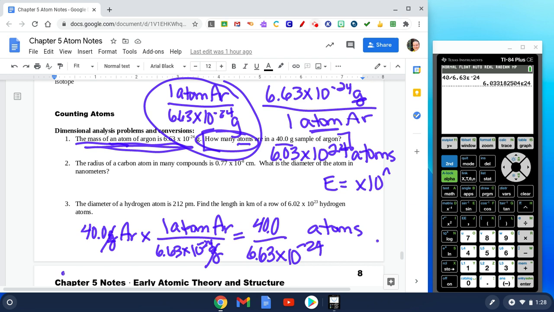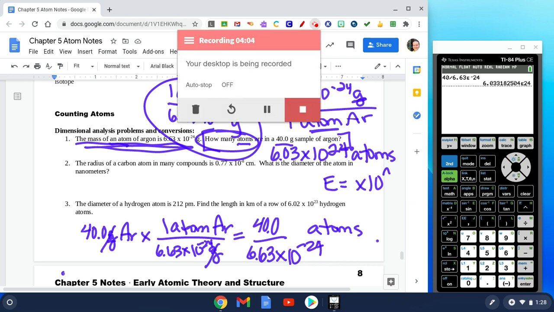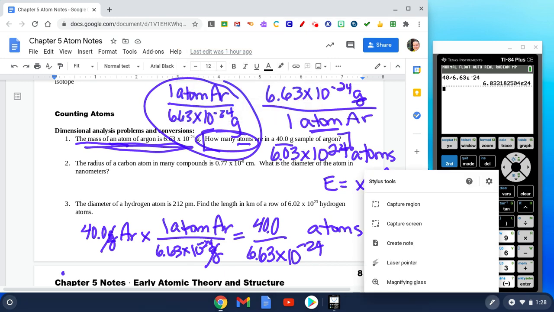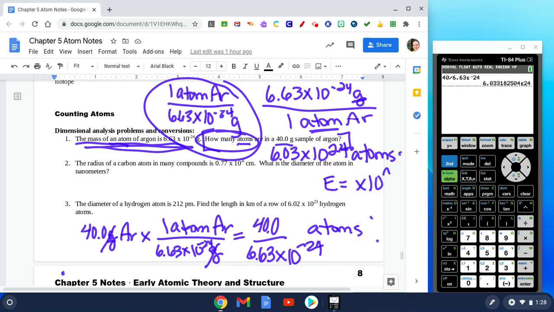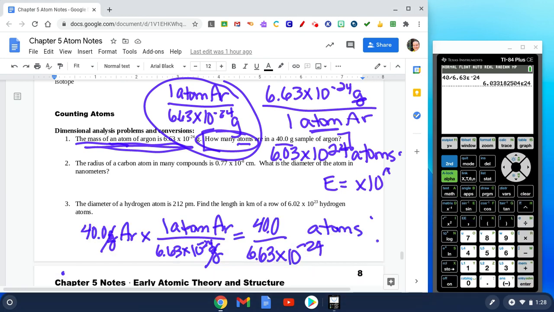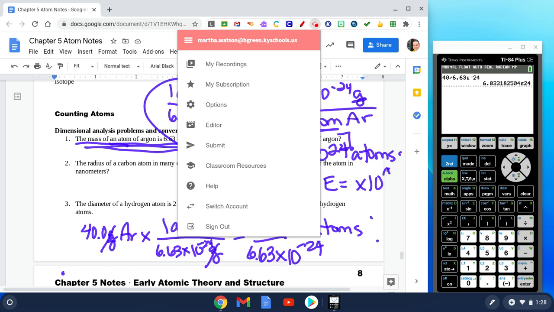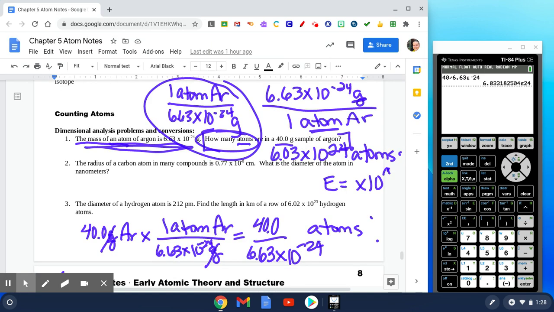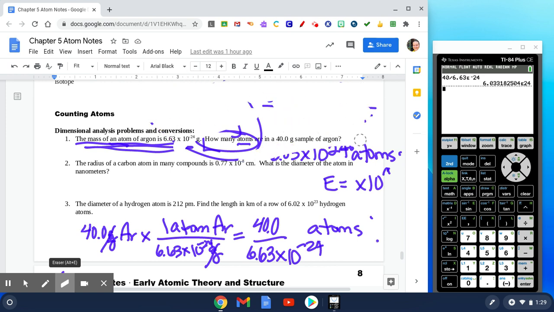I don't know where my pen tool went. That's not what I want to do. That's not what I want to do either. Well, dang it, I can't find my pen to erase. There we go. Erase. All right, I'm going to erase this real quick, and then we're going to do the next problem.